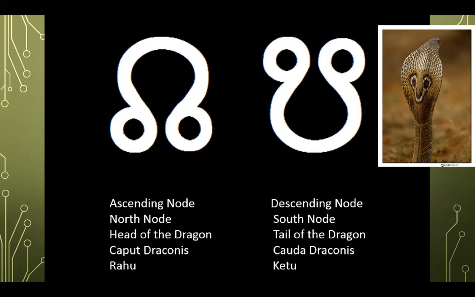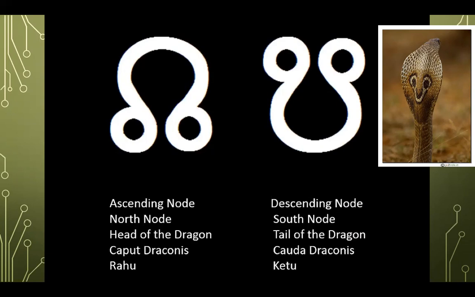So the nodes' symbols are these little headphones. The left is the north node, or the ascending node, like we just talked about, and the right is the descending node. The north node on the left is considered Caput Draconis in some alchemical texts, which means head of the dragon, and in the Indian system we call it Rahu. And the right one is Ketu, or the tail of the dragon.